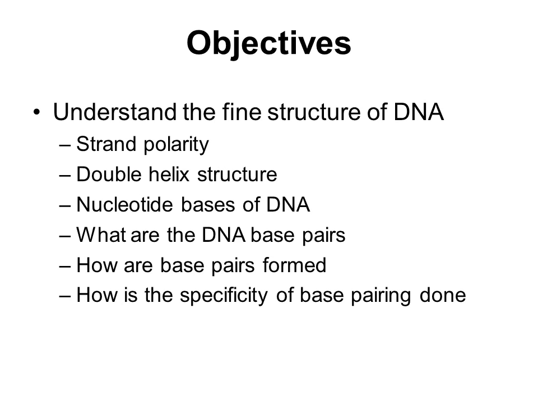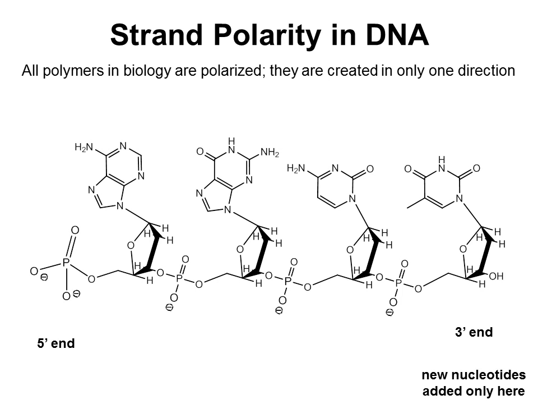We'll talk about the pairing of the DNA base pairs, how the pairs are formed, and how the specificity is behind the base pairing. The first thing that I want to have be apparent to you is that, like all polymers in biology, DNA is a polarized polymer. One end of the polymer is chemically distinct from the other.